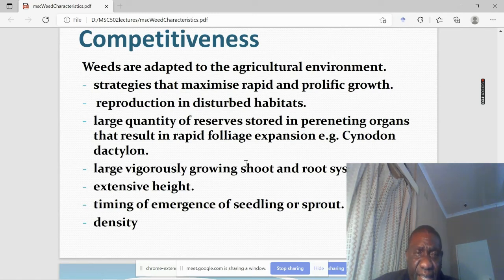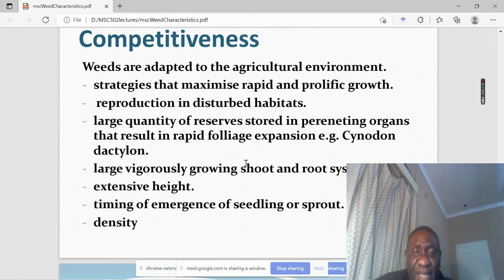They have strategies that maximize rapid and prolific growth. They can reproduce in disturbed habitats. Some weeds have large quantities of reserves stored in perennating organs that result in rapid foliage expansion, for example Cynodon dactylon. Some weeds have a large, vigorously growing shoot and root system. These are traits for competitiveness. Extensive height so that they can harvest light.